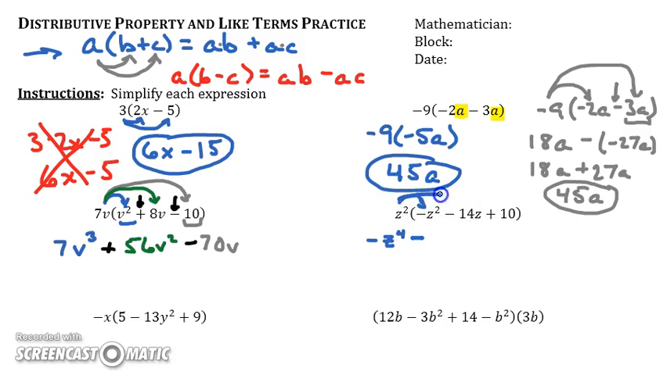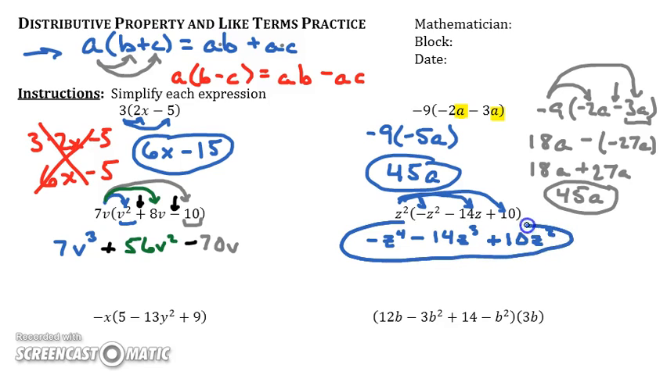Z squared times 14z. So that's going to give me a 14. Z squared times z would be z to the third power, and then z squared times 10 would be 10z squared. And I do have an addition sign right here, so I should have a plus sign. And then this is simplified. We're done with this one.